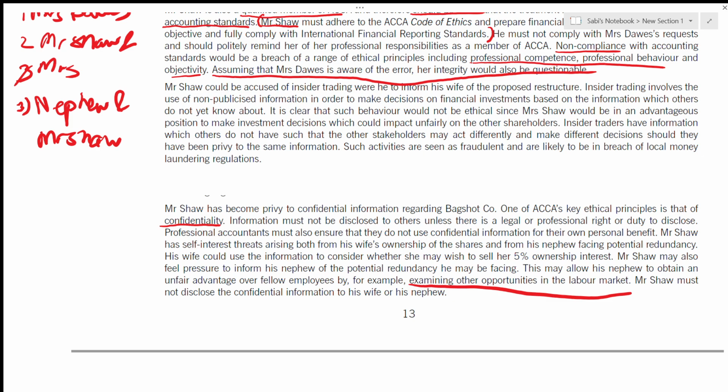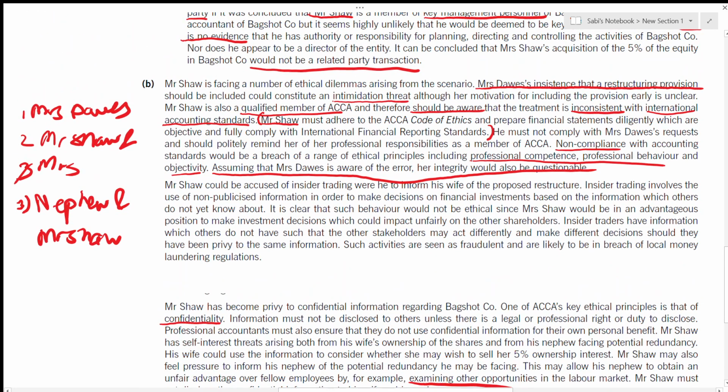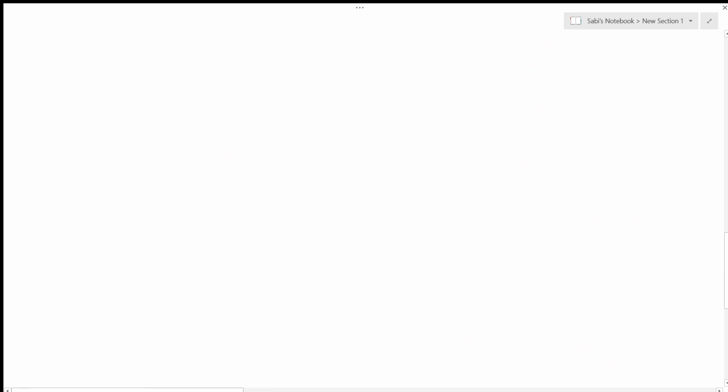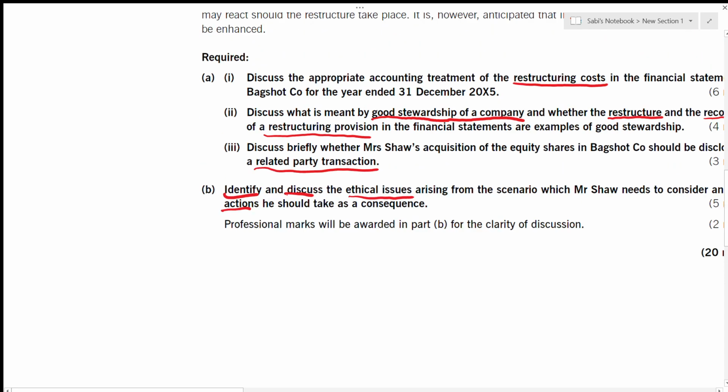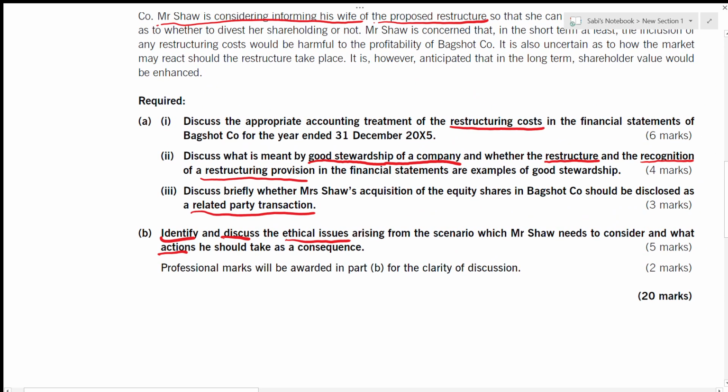So is it very tough? It's very practical. You just need to think practically. What would someone do if they come to know that they are going to be unemployed? They will go and search for alternative jobs. That's how you are going to write it. Finally, you are going to write the conclusion: what he should not do or what he should do. Mr. Shaw must not disclose the confidential information to his wife or his nephew. So this is how it should be. And with this, we are over with part 2, where we discussed question 2 of the March 2020 paper.